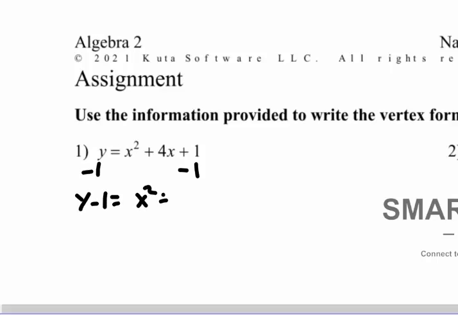And then you've got to find the number that makes a perfect square. So you take half of B and square it. Well, half of 4 is 2, 2 squared is 4. So that's what we need to add to both sides.